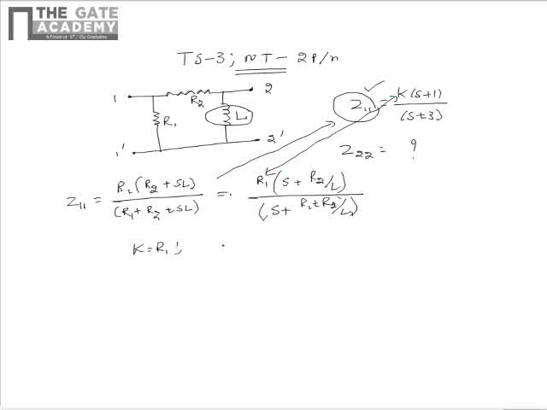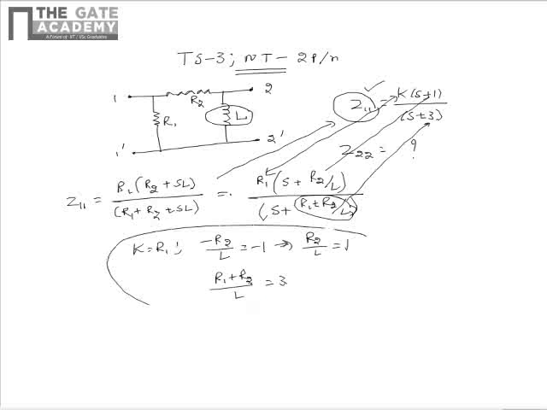Then the zero corresponds to minus R2 by L, which is equal to minus 1. So that implies R2 by L is equal to 1, and the pole is minus (R1 plus R2) by L, which is equal to minus 3. So (R1 plus R2) by L is equal to 3. So now here we have got three equations.